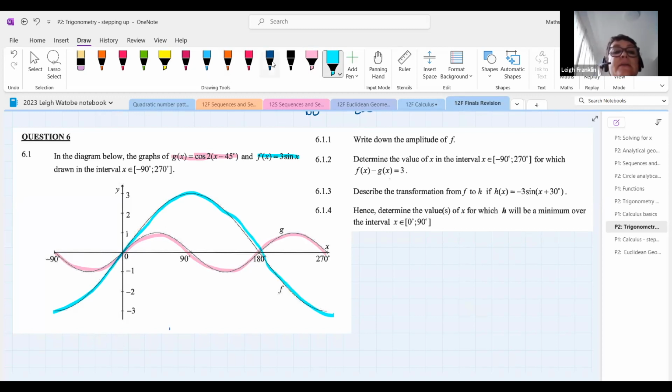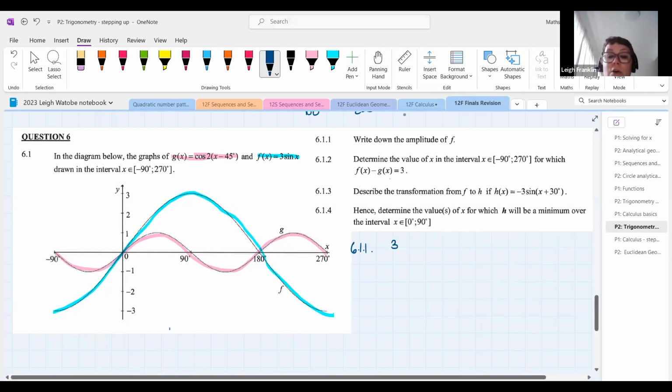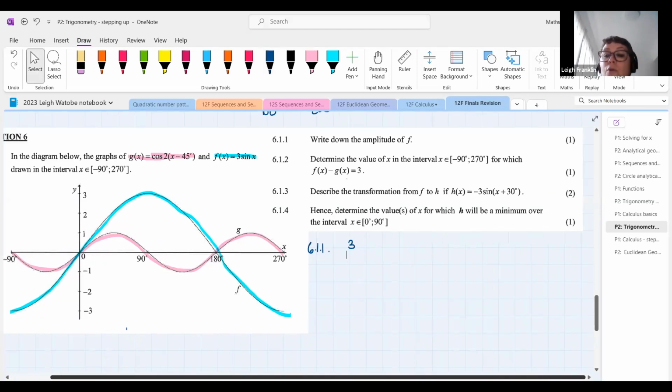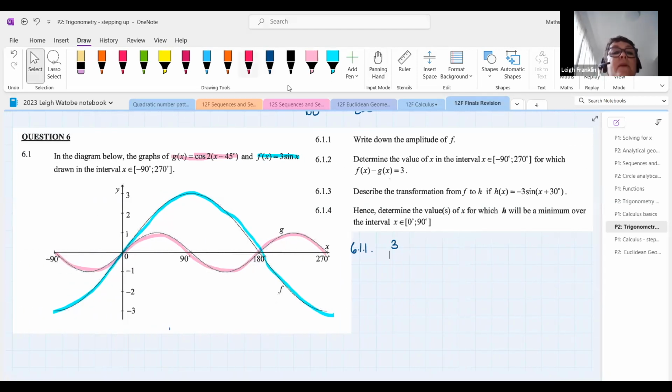Okay, so in 6.1.1, they want us to write down the amplitude of f. Who can tell us what the amplitude of f is? Good. There's a whole bunch of you that are saying that it is 3. Correct. So that should be out of 1 mark only. Lovely. Well done, everybody.